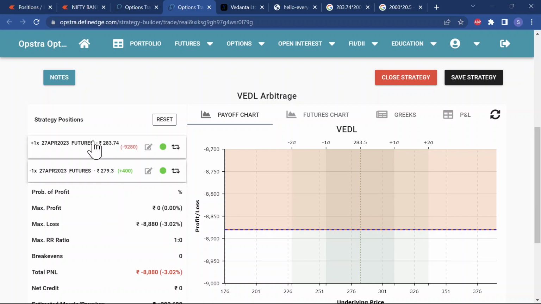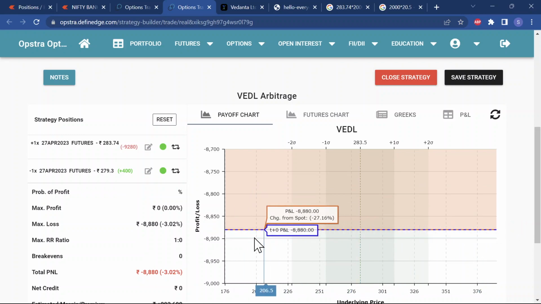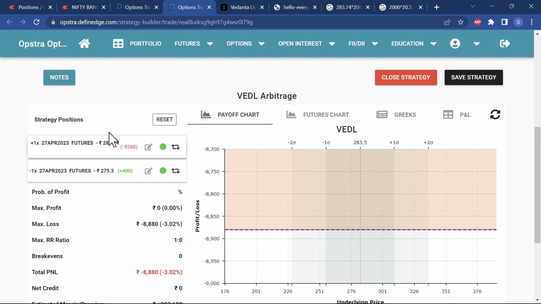Now, this is a completely hedged position. So what I mean by that is, it doesn't matter where Vedanta goes, if it goes to 380 or 195, doesn't matter where it goes. The gain that I make in shares will be the same as the loss that I make in futures. And if I don't mess up, my maximum loss in these two legs will be around 9,000 rupees. That is because of the discount in futures.